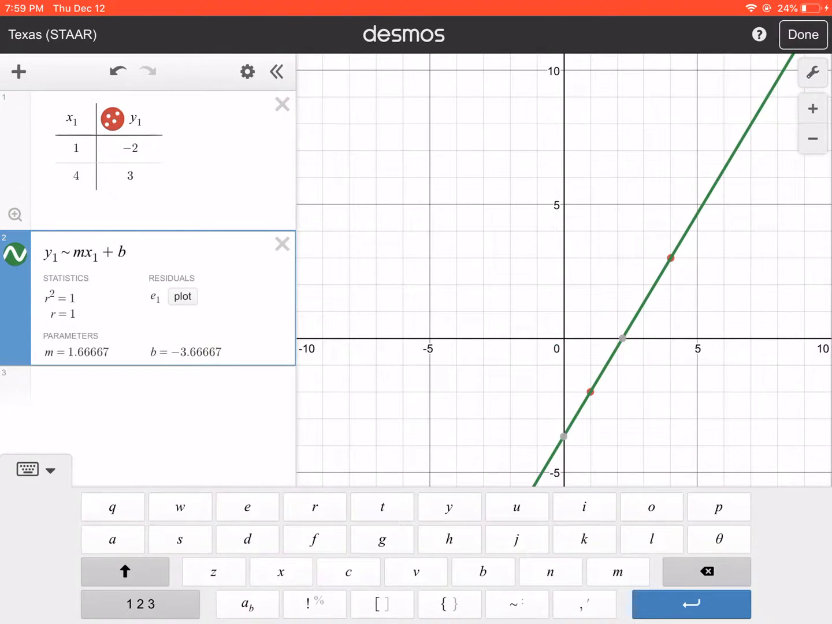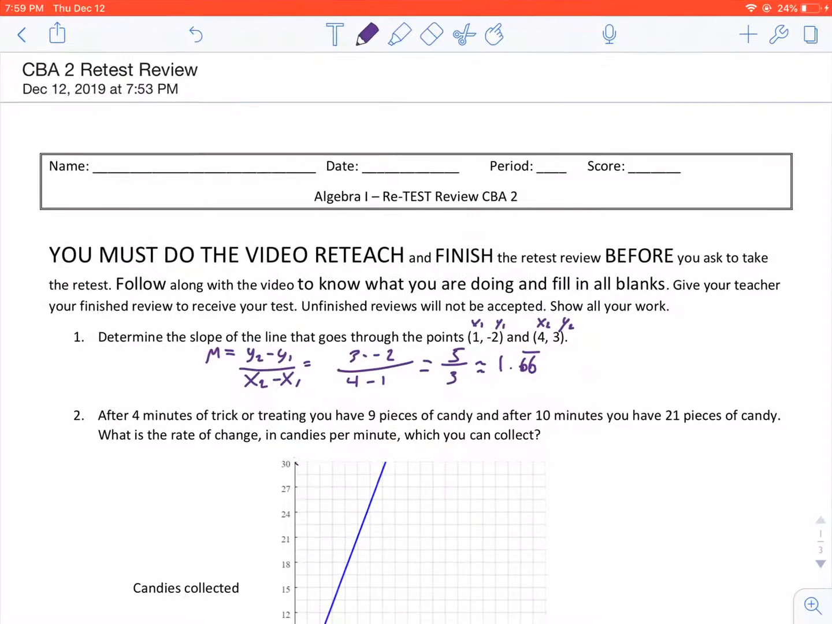and we would see that our m right there on the left under parameters is 1.6667, which is the same thing we got on the other one, so that means we were correct. We can move on to the next one.